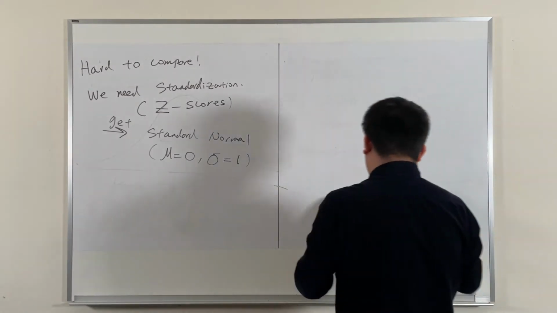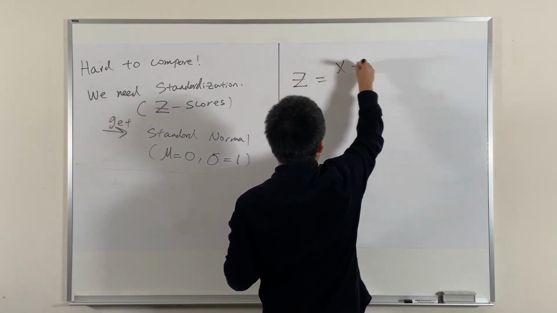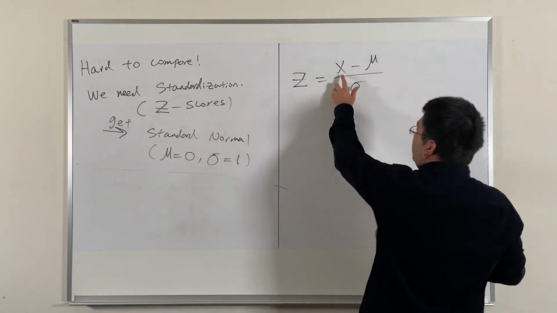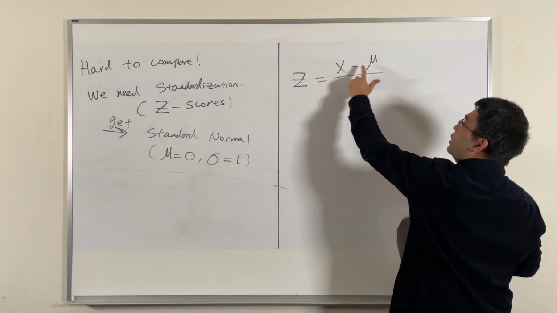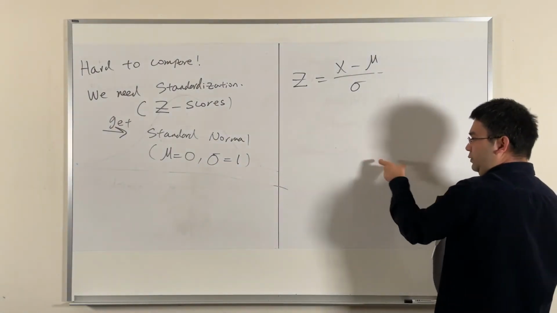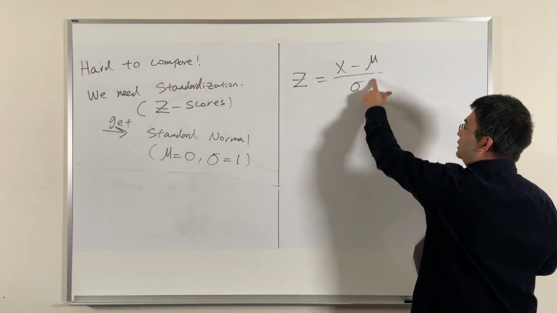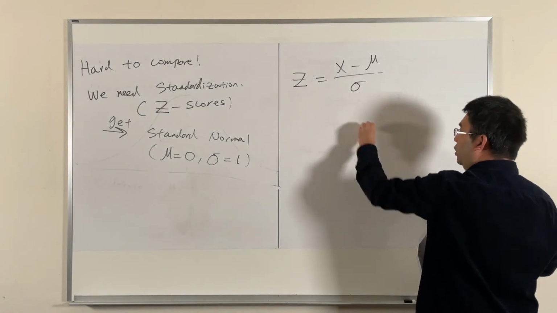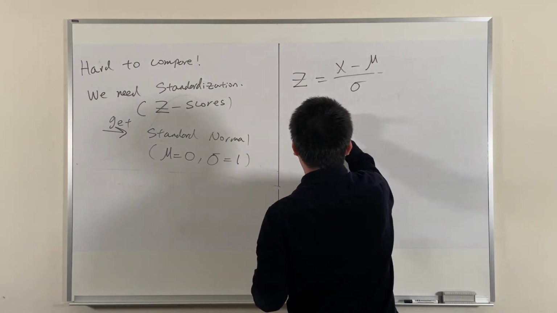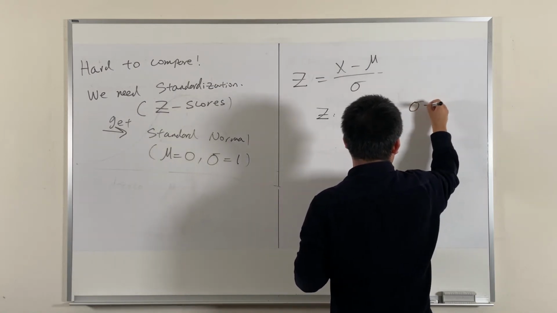Okay, let's look at it from the formula. So z equals x minus mu divided by sigma, right? So if you have the original values subtracted by its mean, you are going to get the mean to be 0, right? So you're going to shift the middle to be 0, and then divided by its standard deviation, it's going to give you standard deviation equal to 1. So z here will have mu equal to 0, and then standard deviation equal to 1.